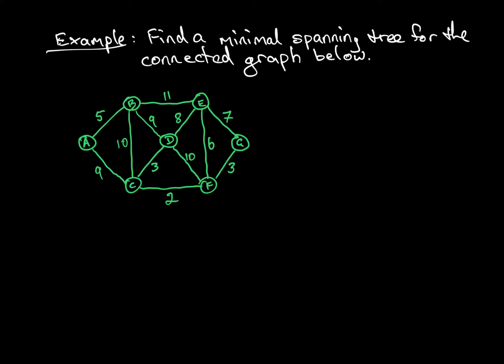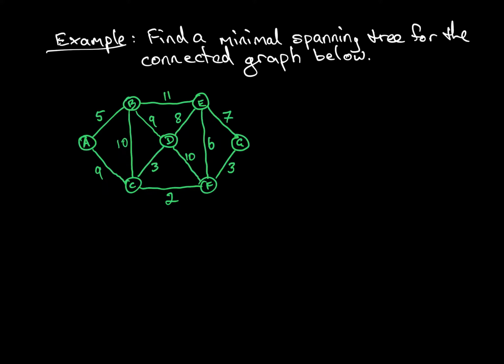So I can see that we have an edge from B to E weighted 11, from D to E weighted 8, from D to F weighted 10, D to C weighted 3, B to C weighted 10, and A to C weighted 9. The smallest of these, of course, is the weighting of 3, linking D to C. So we add C to our minimal spanning tree along the edge from D to C.